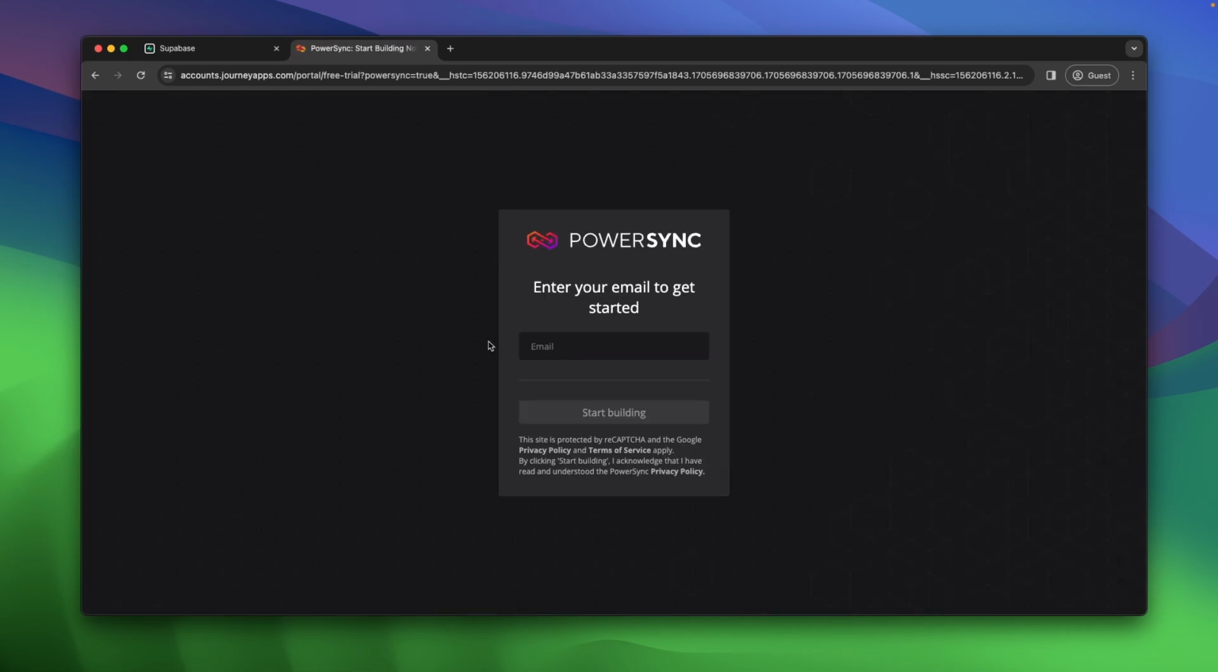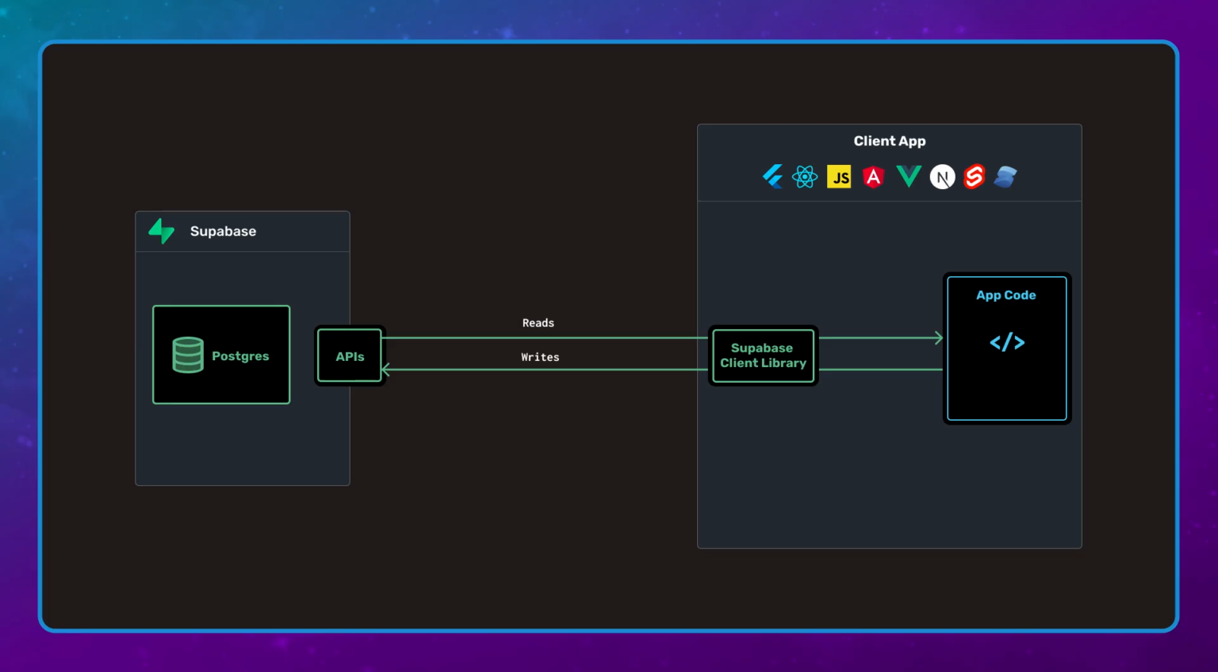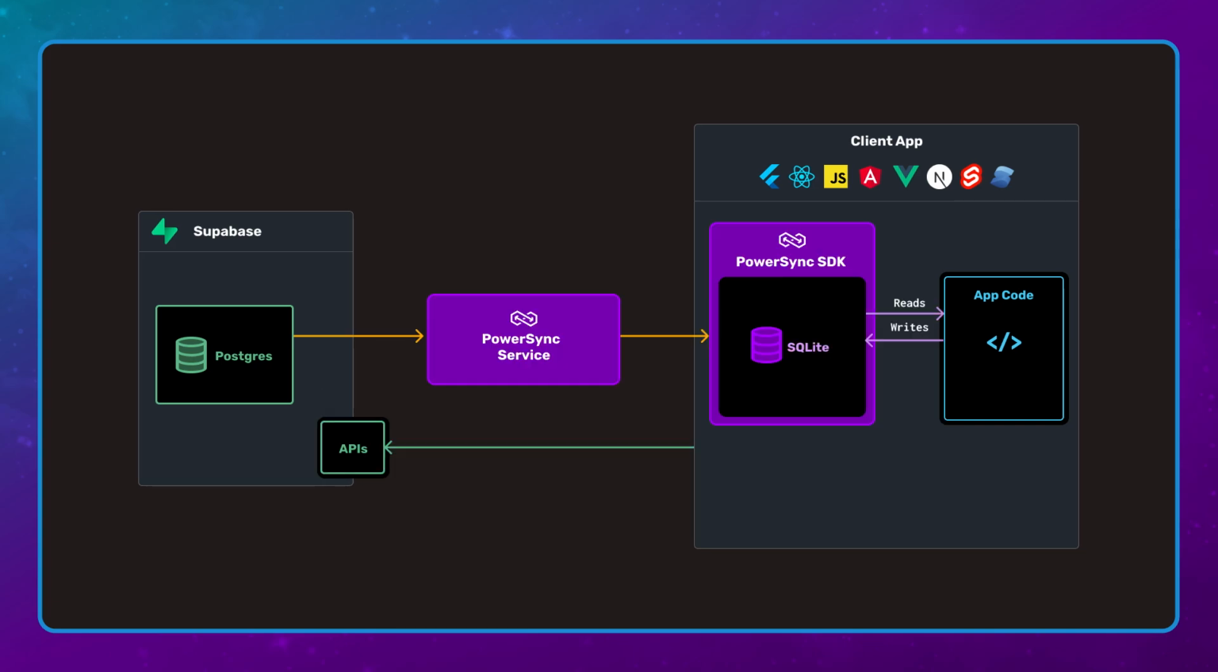frameworks. With this architecture, you change your app's read and write database from Supabase in the cloud to a SQLite database embedded within your app. This will make your app always available even when users are unexpectedly offline. And PowerSync will take care of syncing the data back to Supabase, which will still be your source of truth.